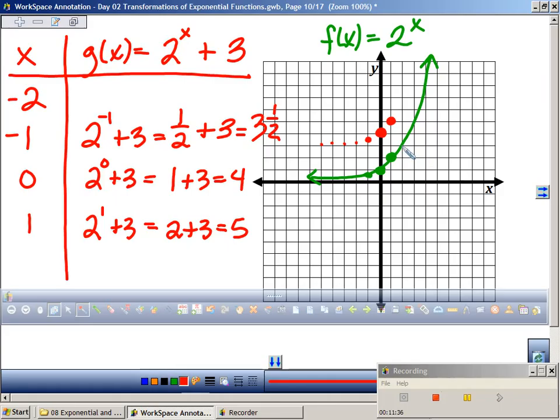Okay, let's do this. Do you guys see that you've got an asymptote right here on my original one? So where's my asymptote on my new one? We got to change our asymptote color. Y equals 3.